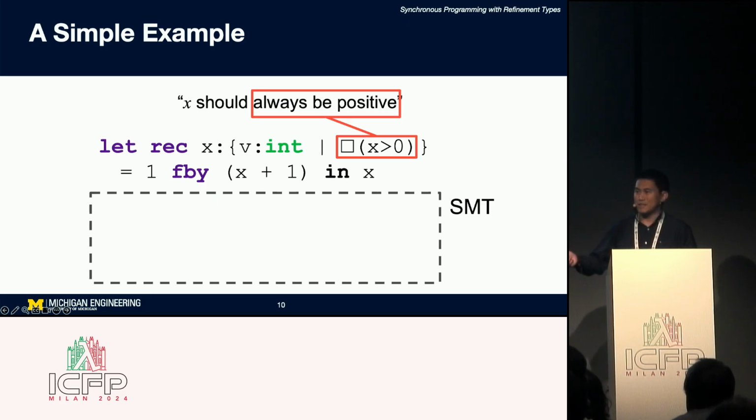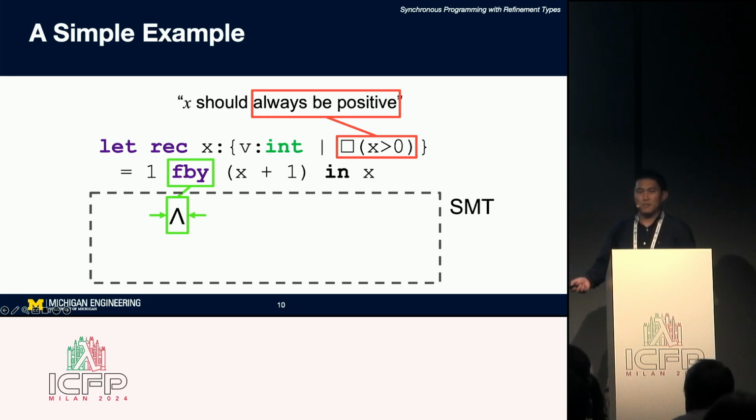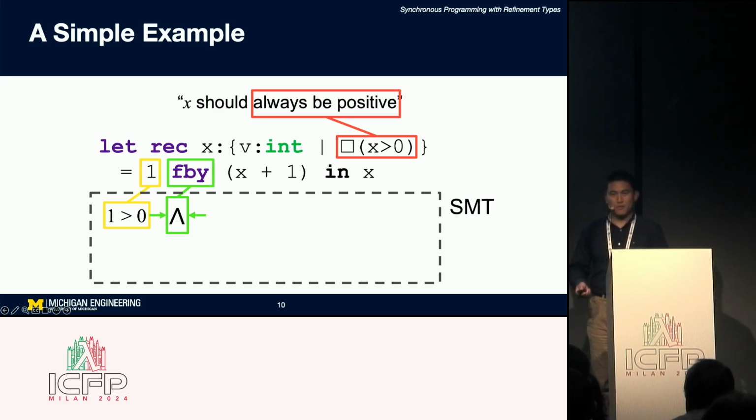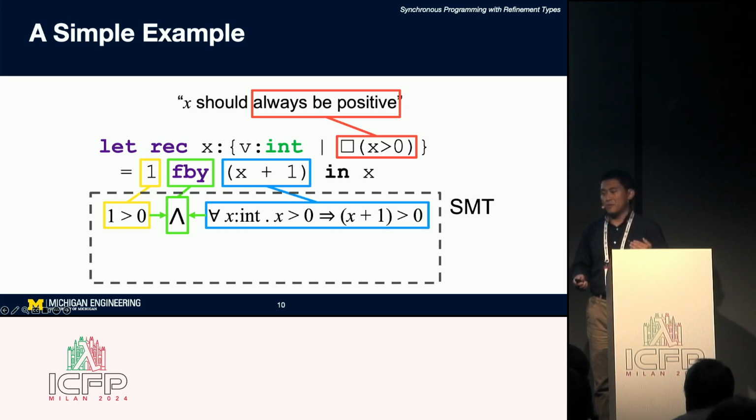We first look at the top level, where we have a followed-by expression. If we want to show that a followed-by expression is always positive, it needs two things. We first need to take a look at the left-hand side, or what we initialize the followed-by expression with, which is 1. So we first need to show that 1 is positive, and that's pretty straightforward. And then because we've recursively defined the variable x, we can first assume that x is positive, and using this assumption, we need to show that x plus 1 is also positive.